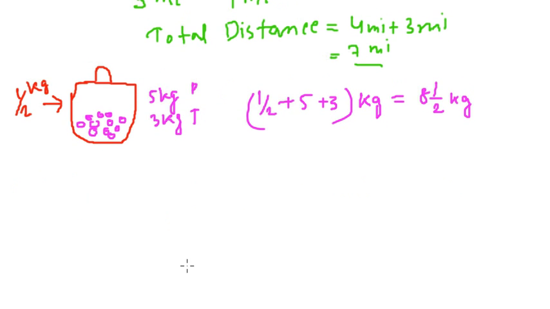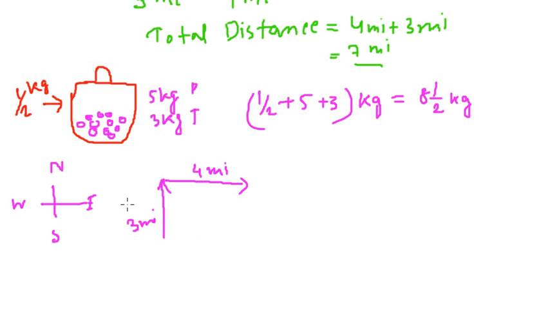Let us say at first you walk 3 miles towards north, then you walk 4 miles towards east. This is north, this is south, this is east, and this is west. So 3 miles north, 4 miles east. So what is the total displacement?